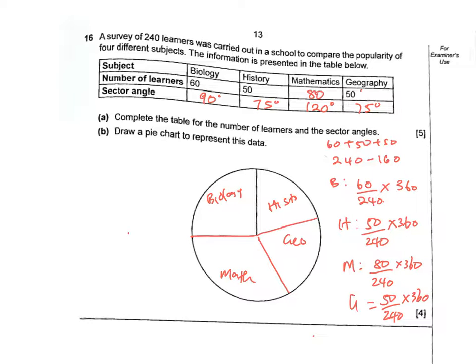If you want to, you can label with angles, but don't just draw the sectors, you should label the sectors. In this case, if you label with angles, there are two subjects with the same angle. It's better if you label with the name of the subjects, right?